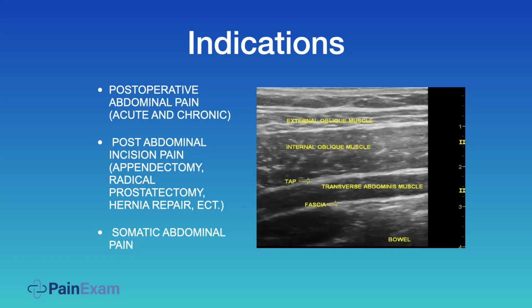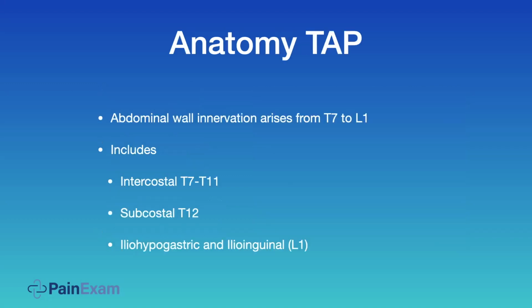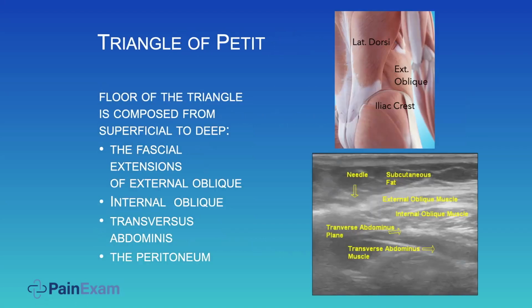You help one, you could help both. Of course, that varies from patient to patient. So you have the intercostal nerves from T7 to T12, the subcostal, T12, iliohypogastric at L1 is also here. You have the triangle of Petit right here, which is made up of latissimus dorsi, external oblique, and iliac crest as the borders. The floor is the fascial extensions of the external oblique, and this is from superficial to deep. And the internal oblique, the transverse abdominis, and the peritoneum.